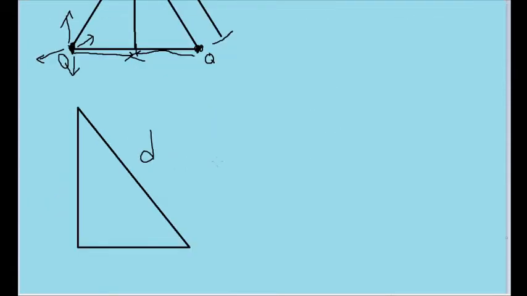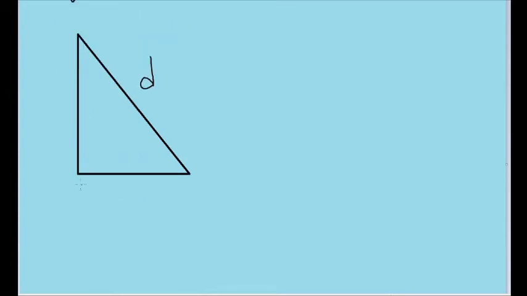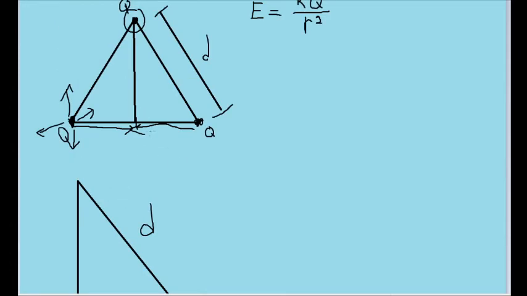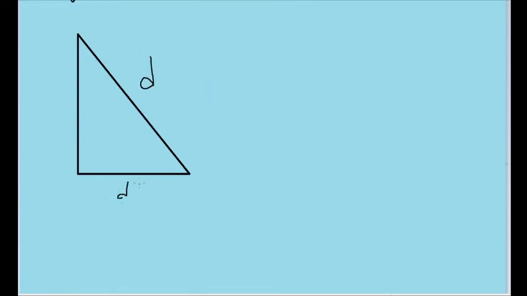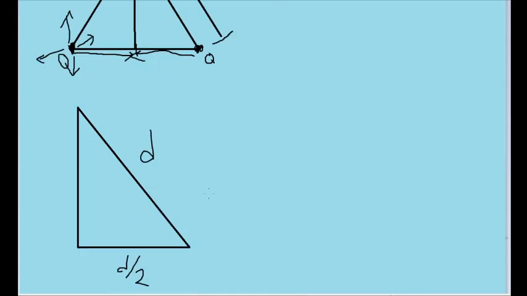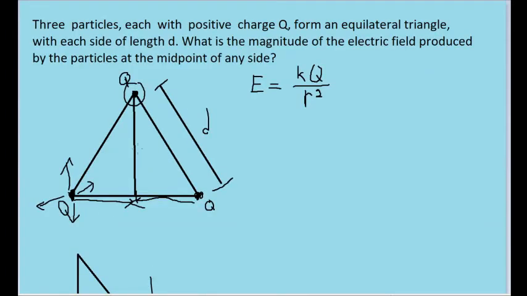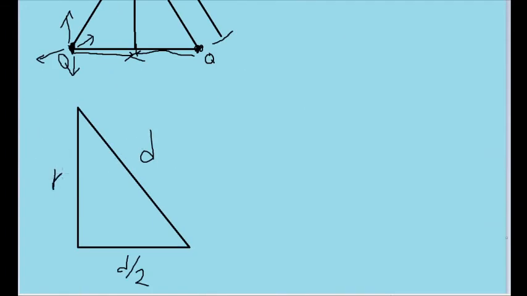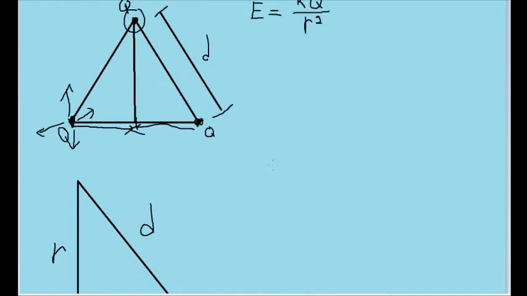Here is an enlarged version of half of the triangle above. Of course, d is the rightmost length here, the side length of the equilateral triangle. This bottom length here is half of the length of the triangle since we've bisected it. So this is d over 2, or half of d. The length on the left here is the length we want to find, r. Notice that this is a right triangle with a 90-degree angle, which means we can use the Pythagorean theorem.